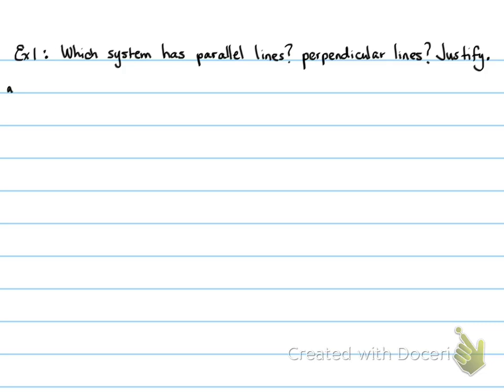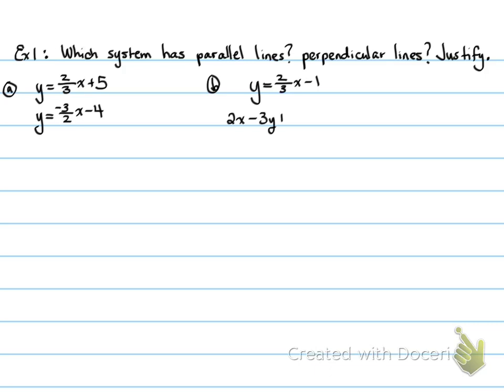Example 1. Which system has parallel lines? And which system has perpendicular lines? And justify your answer. So, looking at the first two equations, what do you notice? And then looking at the next two sets of equations, what do you notice? Well, first thing we have to do is look at what? That's right, their slopes. The slopes of the two lines.